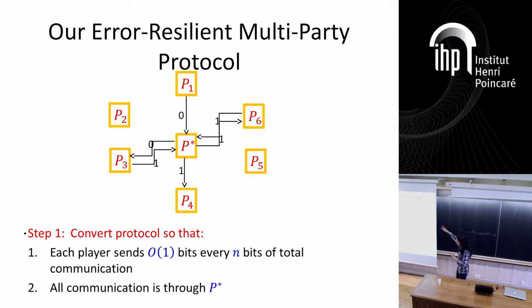So just a recall: the first step we do to get an error resilient protocol, we first convert the protocol so that every n steps, each player gets an opportunity to send a constant number of bits. All the communication is through P star. And now suppose P1 wants to send P3 a 0, it sends to P star. P3 wants to send P6 a 1, it sends through P star.